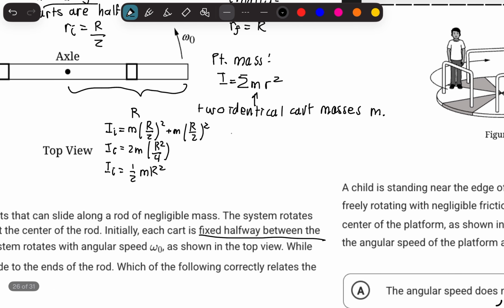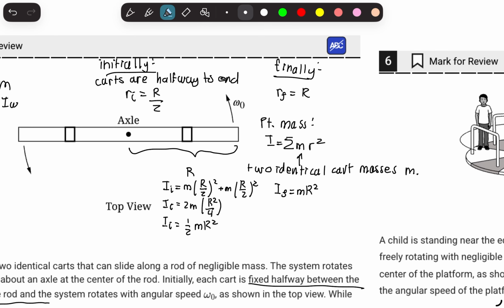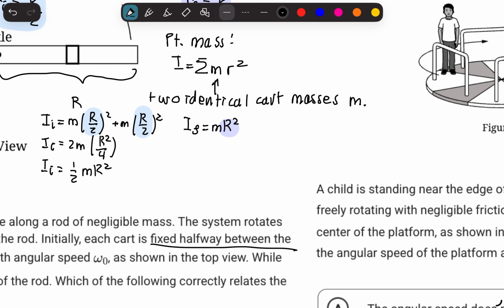Now for our final, you have I_F is equal to m r squared, because initially, again, you have r over 2, which is why you substituted it in there. But then finally, it's extended to the full r. And you're going to have plus m r squared again. That's going to equal 2 m r squared.